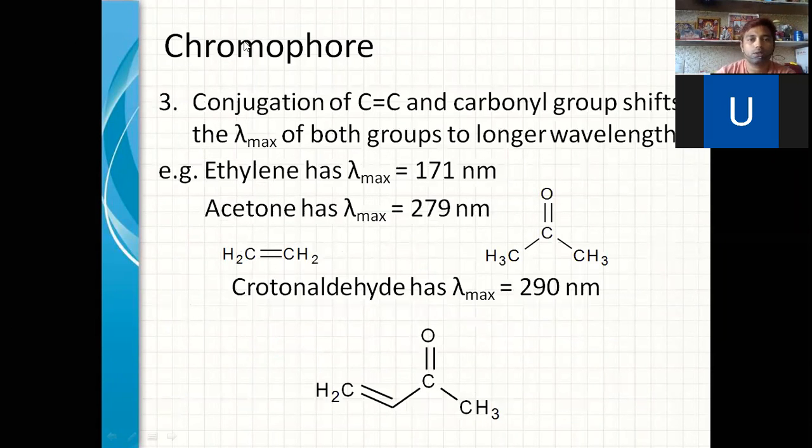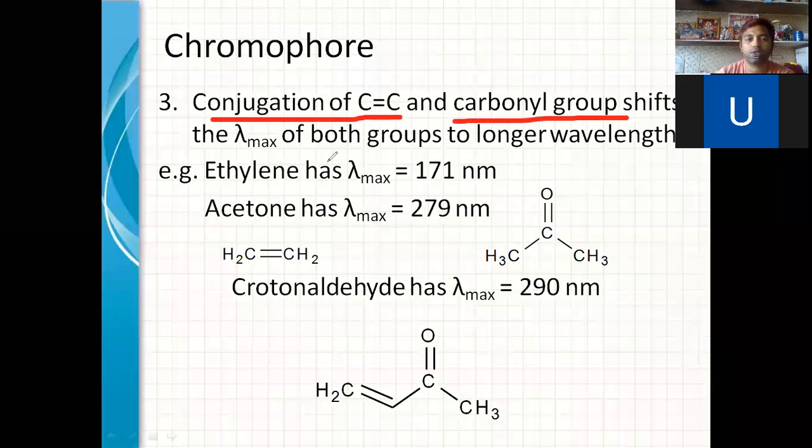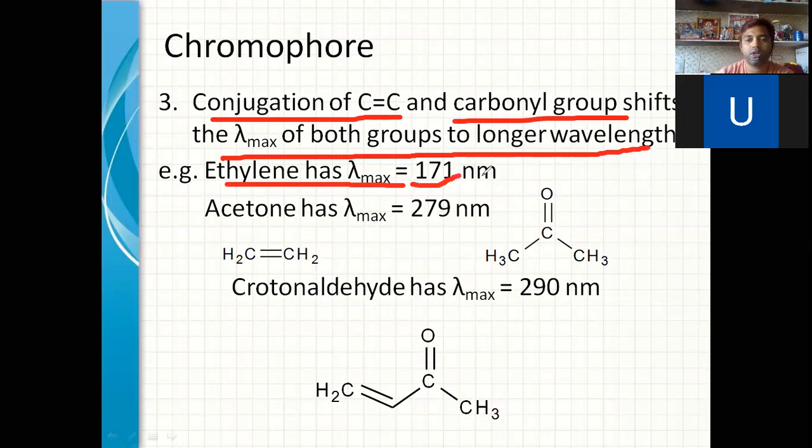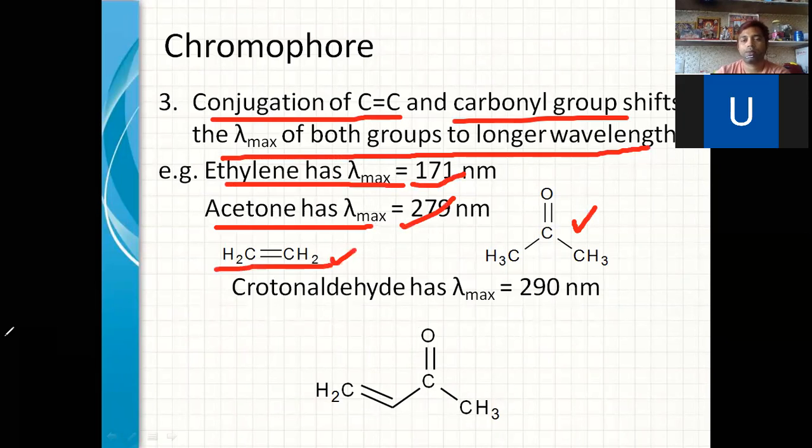A few more things. Conjugation of a carbon-carbon and a carbonyl group shifts the lambda maximum of both groups to longer wavelength. For example, ethylene's lambda maximum is 171 nanometer, but acetone's lambda maximum is 279 nanometer. You can see the difference here because of these chromophores.